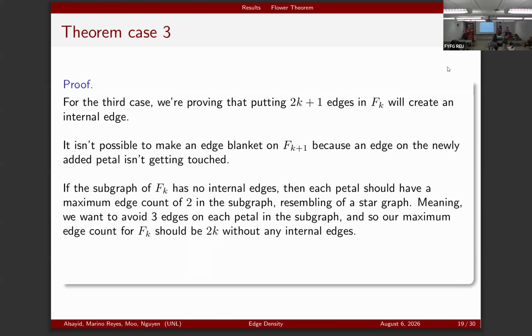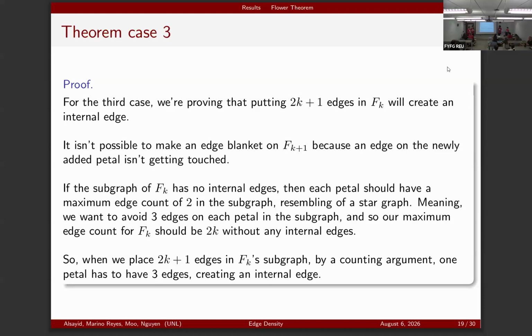Okay. So if the F of K subgraph has no internal edges, this means that each petal should have a maximum edge count of 2, specifically the 2 touching the center vertex. And since we're avoiding 3 edges for each petal, the max edge count for the whole subgraph should be 2K. So 2 times the number of petals. And so when we place 2K plus 1 edges in the F of K subgraph, by counting argument, 1 petal has to have 3 edges, creating an internal edge.